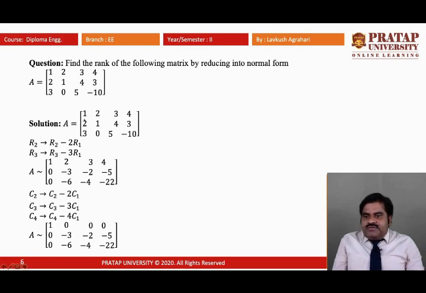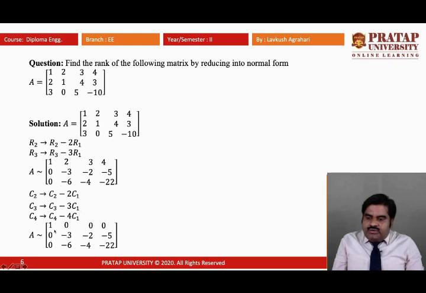So first we start with a row transformation. For this we have to make this 2 and this 3 equal to 0. For this two operations can be used: R2 is replaced by R2 minus 2R1 and R3 is replaced by R3 minus 3R1. By this operation, the elements a21 and a31 become 0.